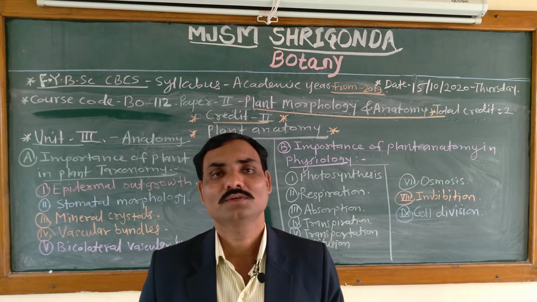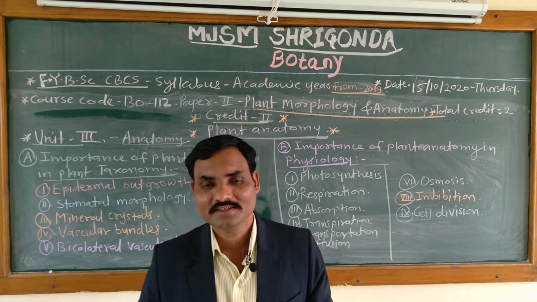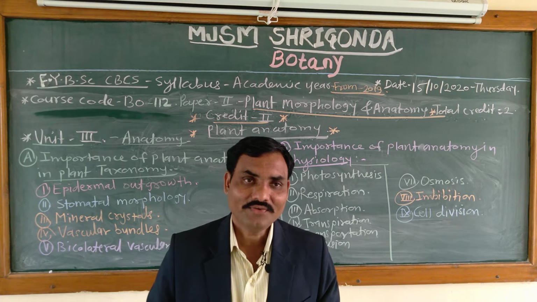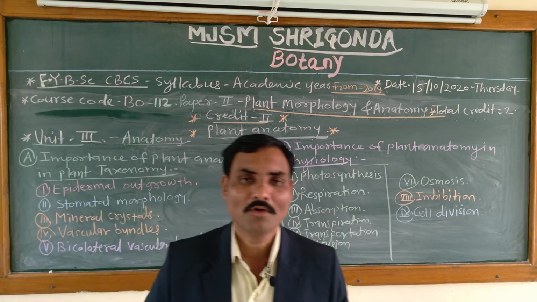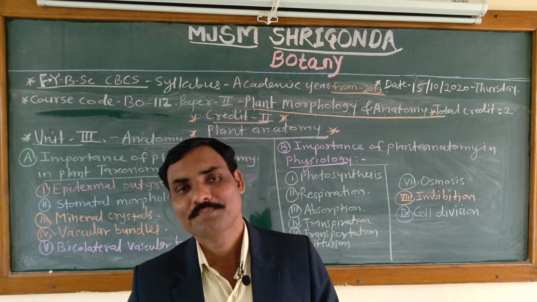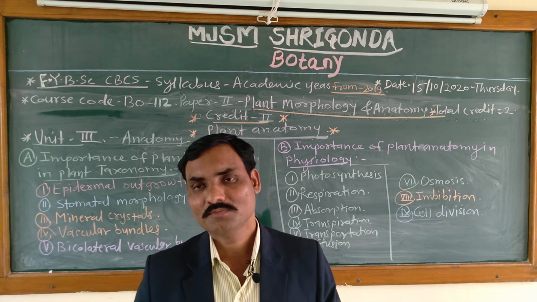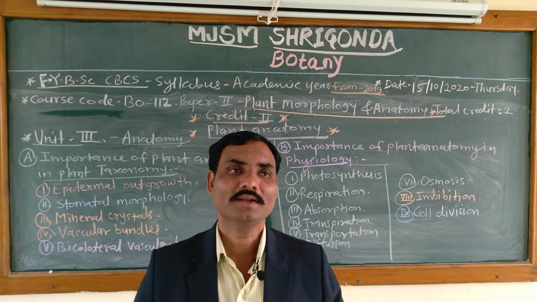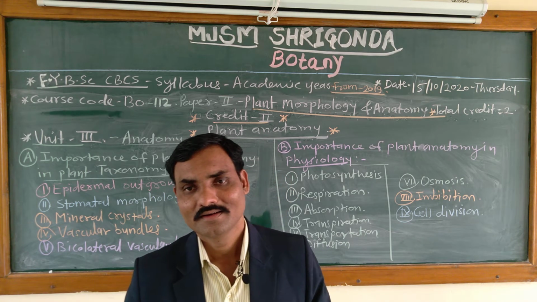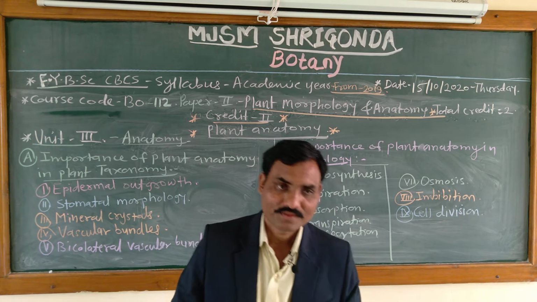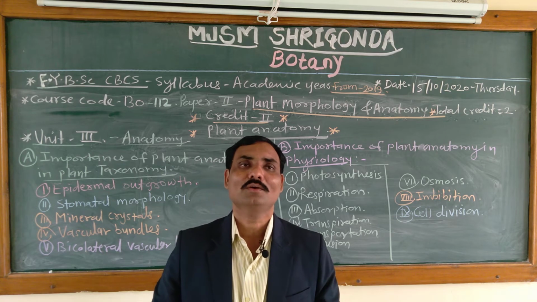In that introductory part we have studied the first definition, that is the gross internal structure of an organ is called anatomy, and when we take a section and learn with the help of a microscope, that is called histology. In this way we have learned different aspects of plant anatomy, that is how plant anatomy is related to different plant sciences or different disciplines. Then that is physiology, taxonomy and how ecological factors affect anatomy.